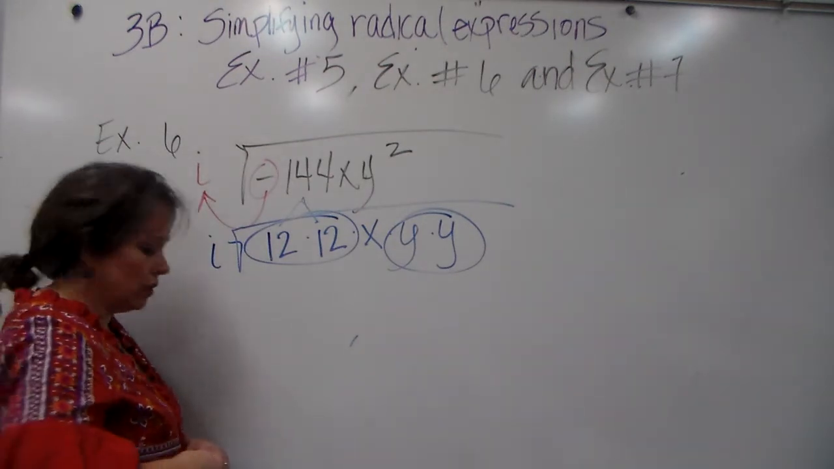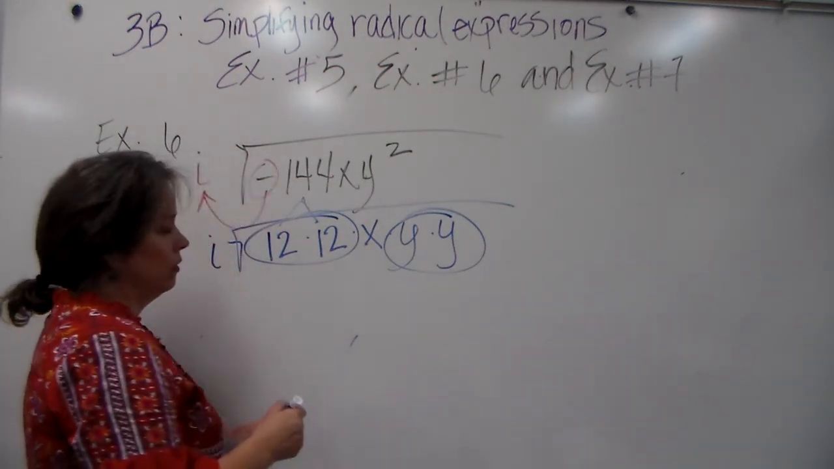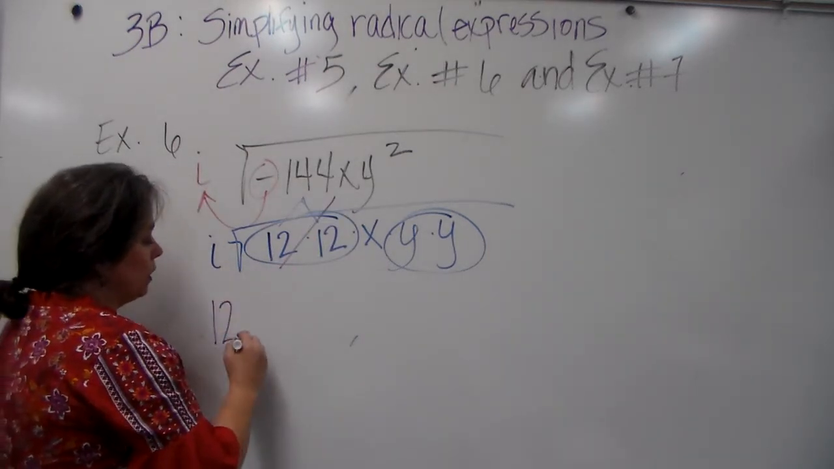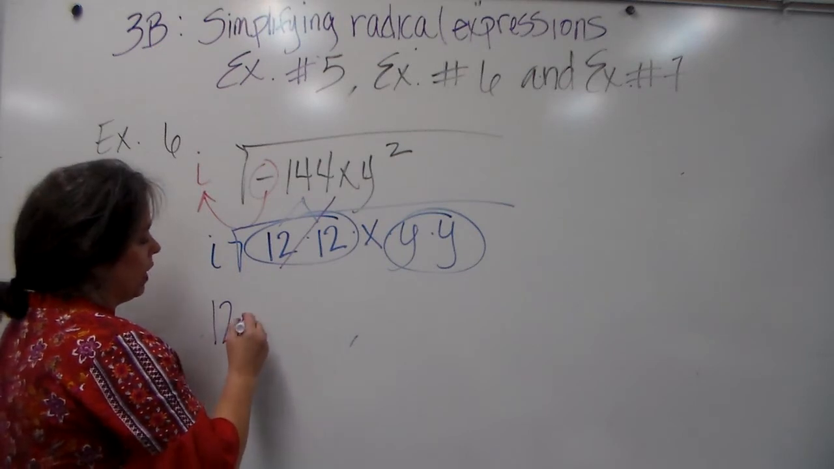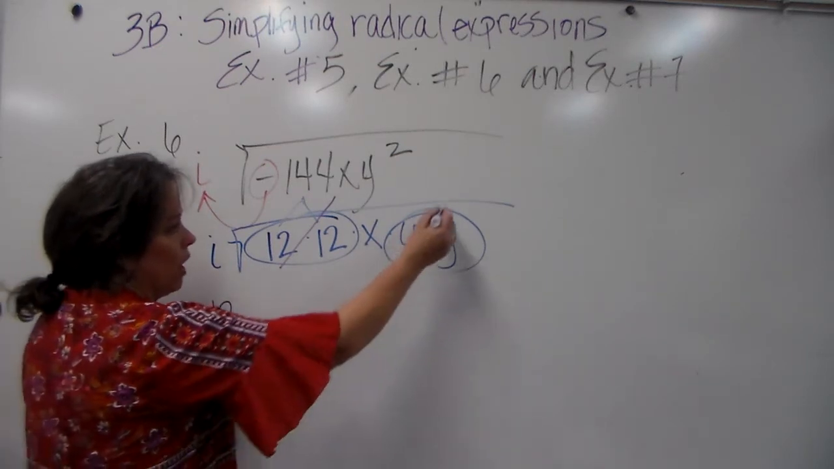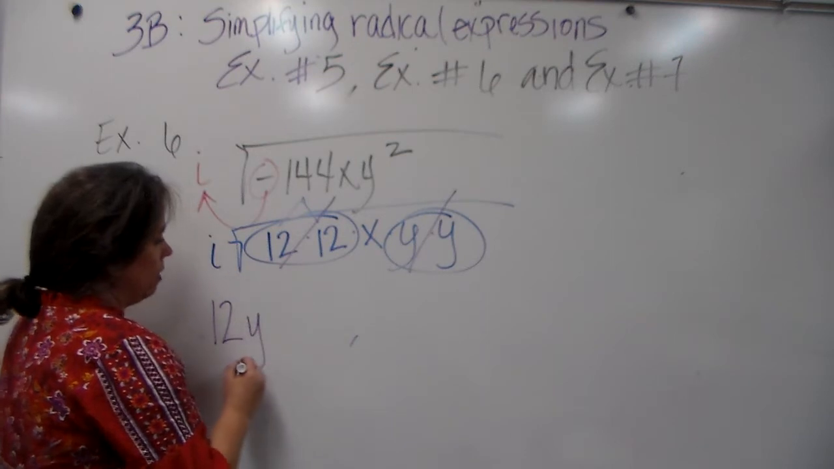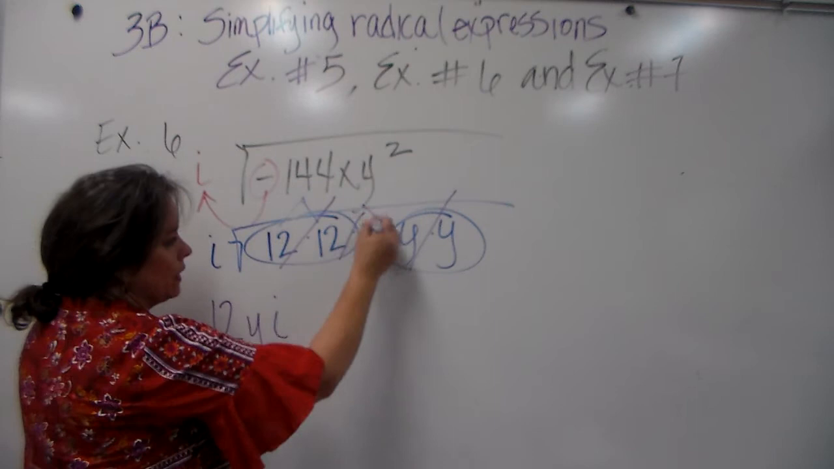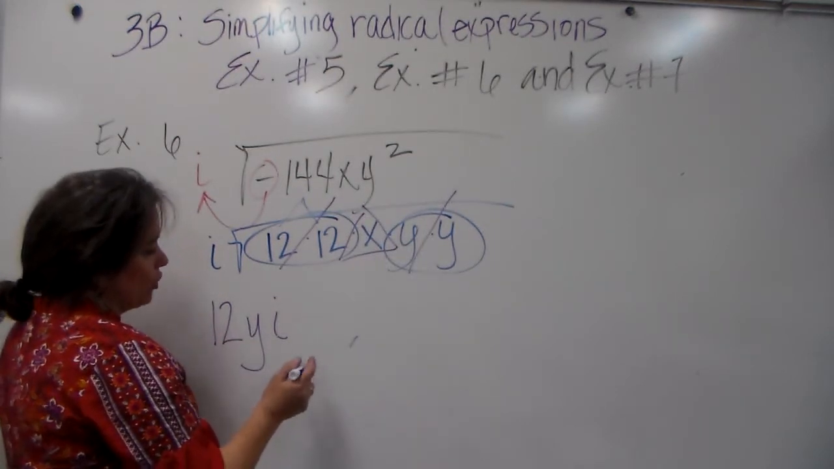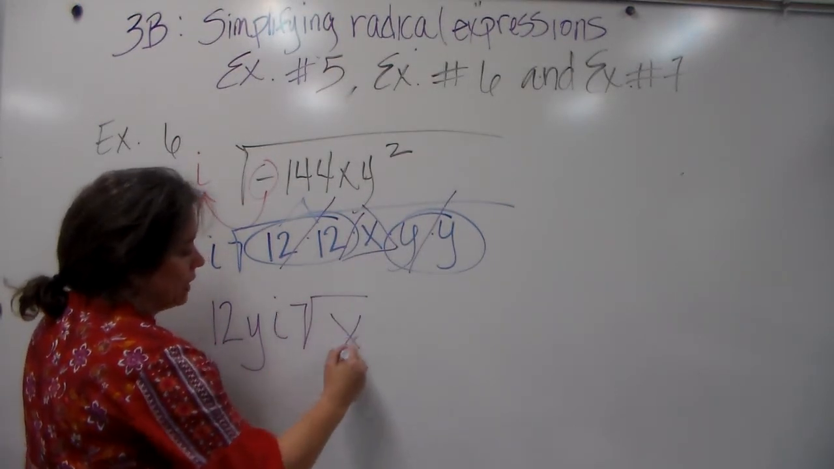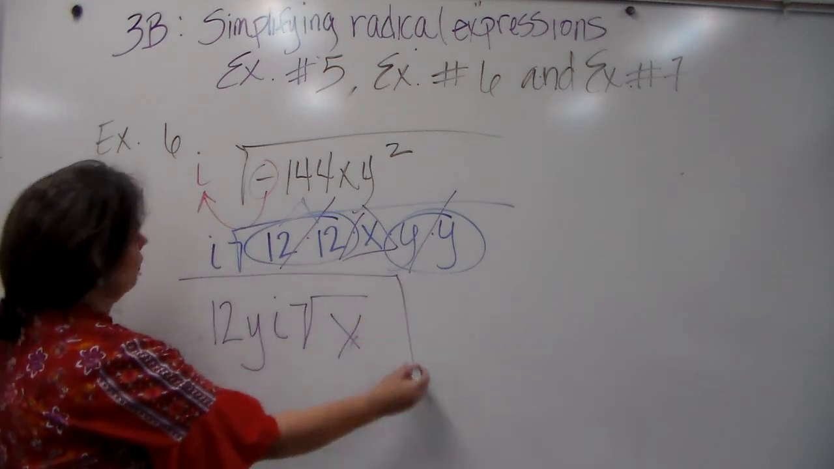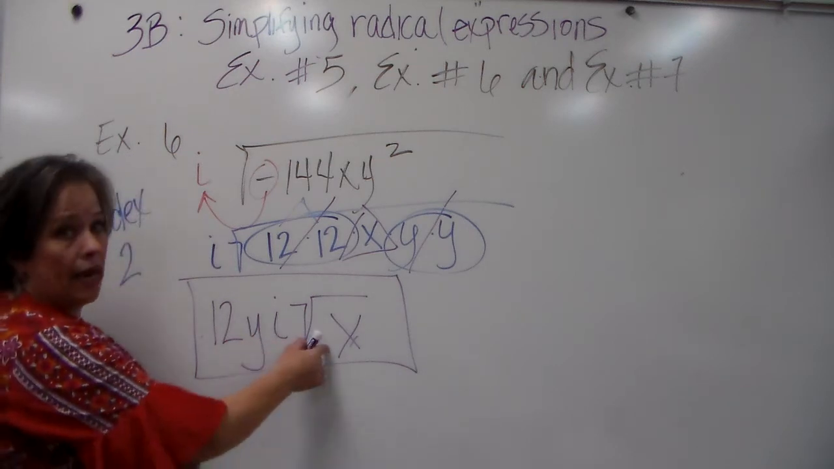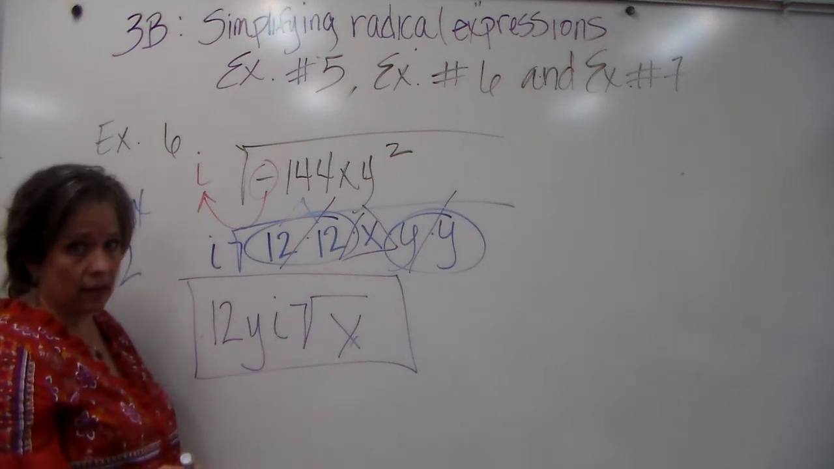When they break out from our radical, there's 2 on the inside, but always 1 on the outside, and it will multiply on the outside, just like we're multiplying on the inside. So we'll have a 12 that breaks out, we'll have a y that breaks out. That's going to be multiplying our i. Okay, but we didn't have a match for our x, and so it stays behind in our radical. And our answer for example number 6 is 12y times i times the square root of x. Okay?